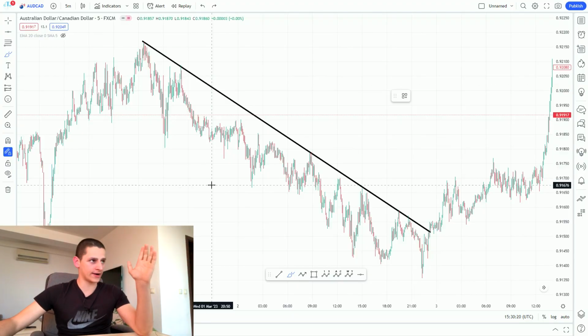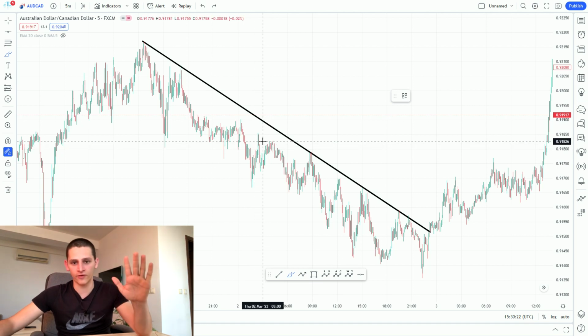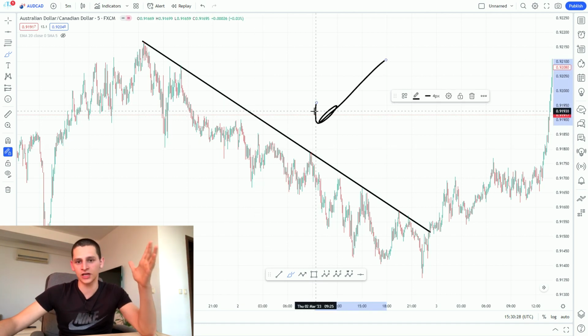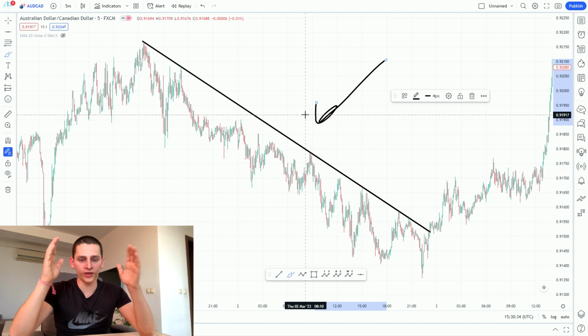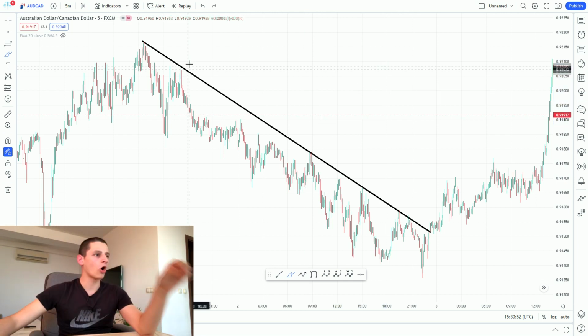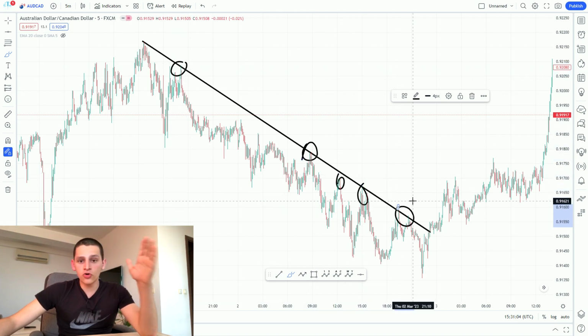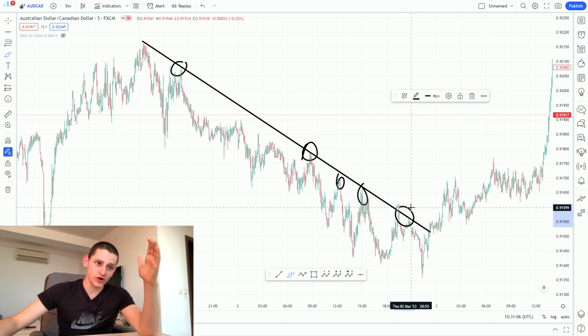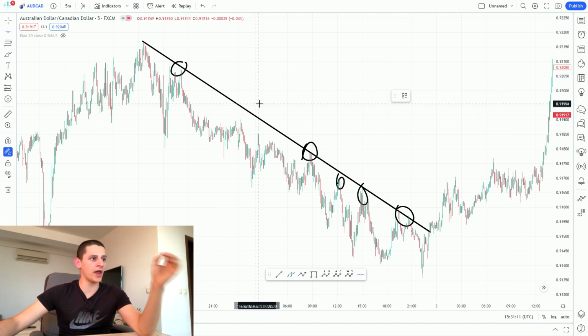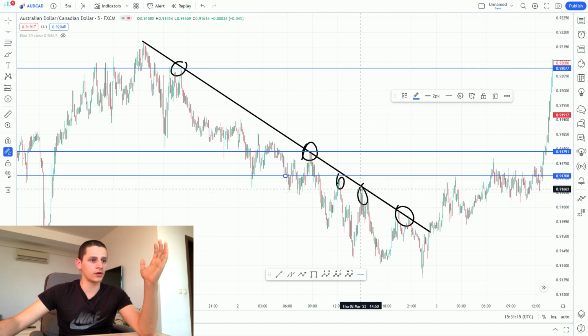Australian dollar, Canadian dollar, 5-minute time frame. This trend line has been tested multiple times. Remember what I said earlier: the more a trend line is tested, the more appetizing it is. All these retests right here should be our targets in the future. We just take a horizontal line and mark them here, here, here, here, and here.